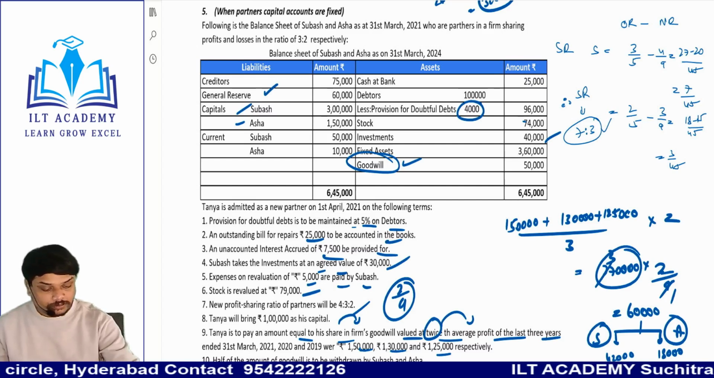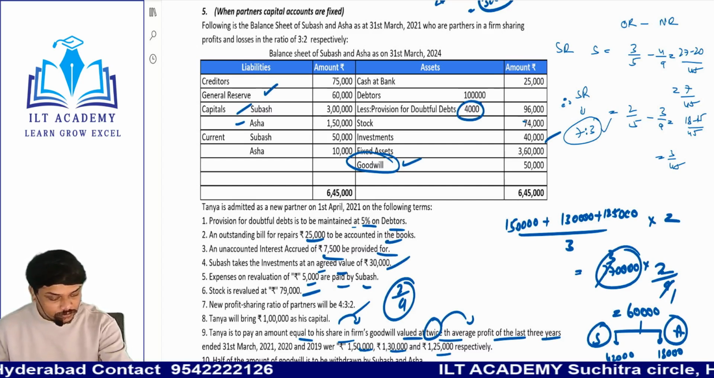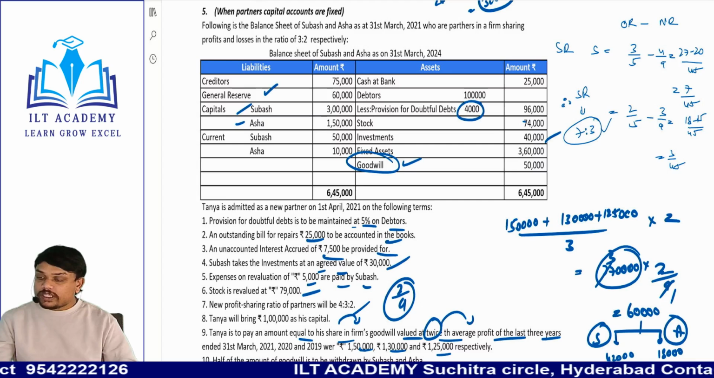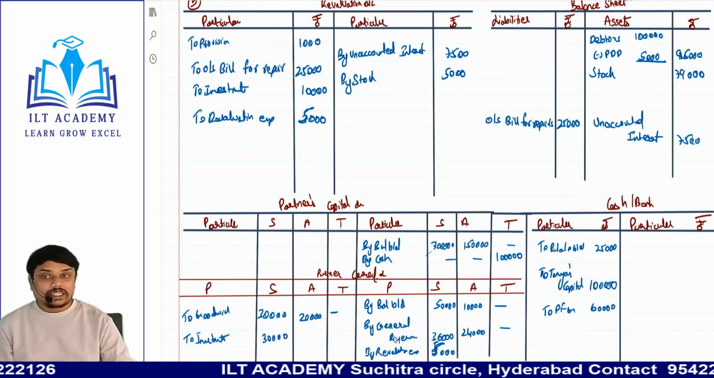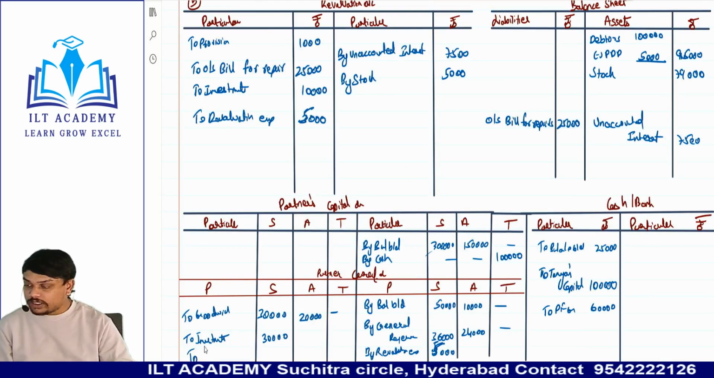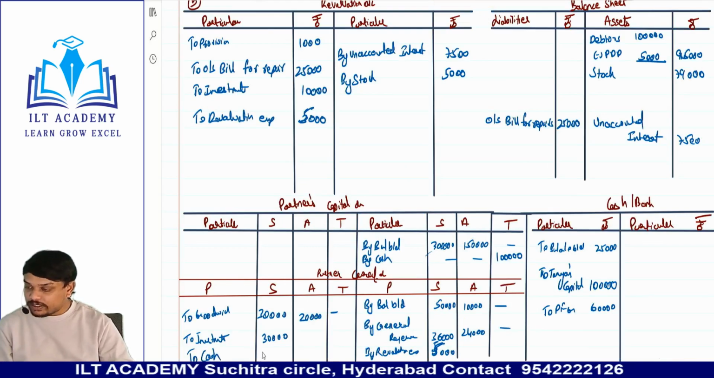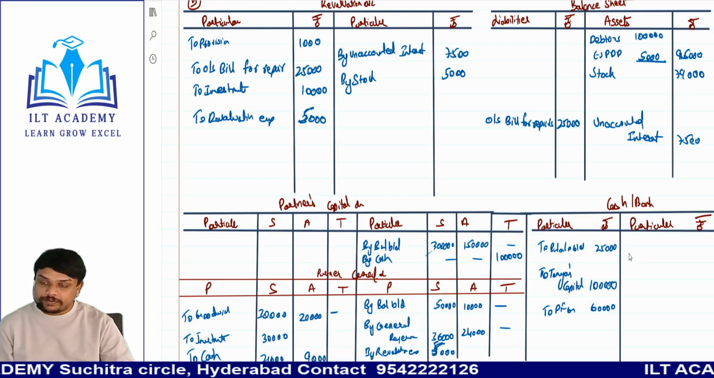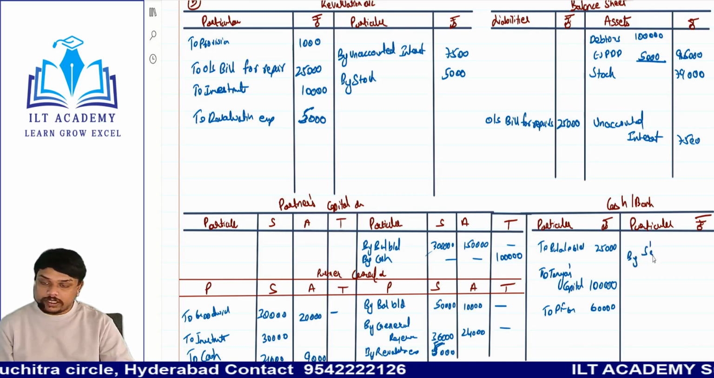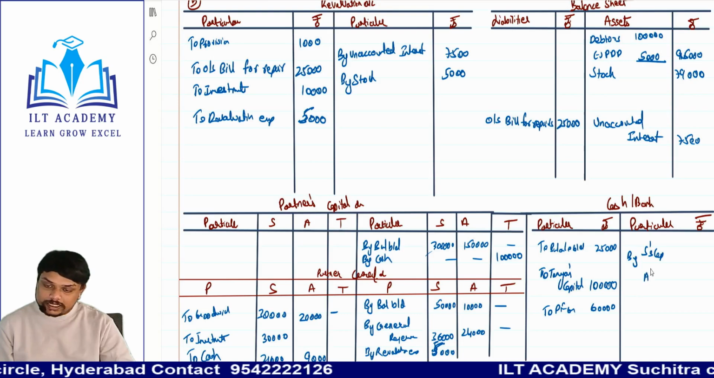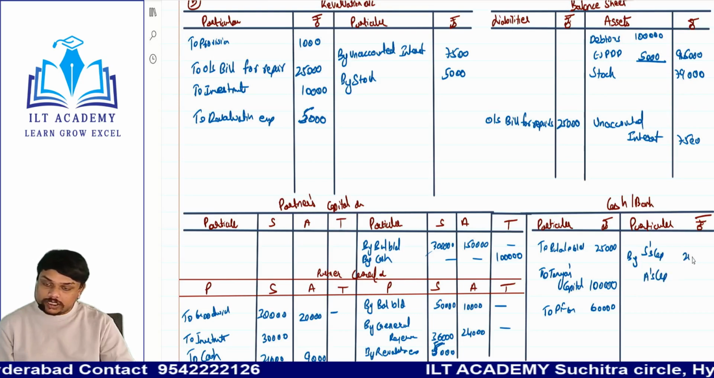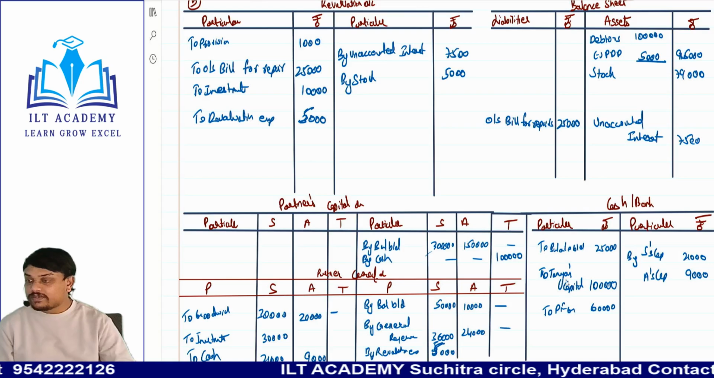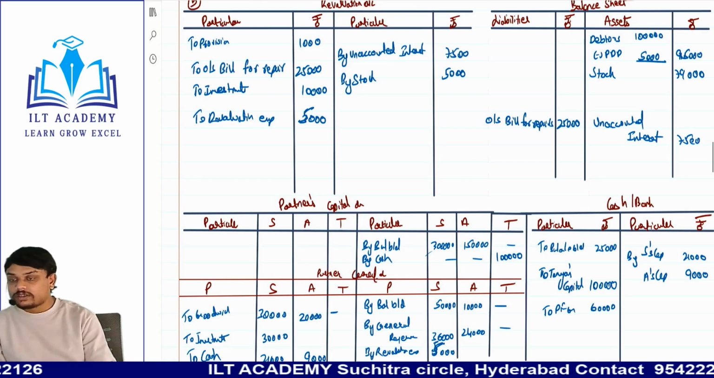Got it? Half of the amount of goodwill is withdrawn by Subhash and Asha. This we have done in our first sum. When goodwill is withdrawn, you will write cash, and half is withdrawn, 21,000 and 9,000, by S's capital account and A's capital account. This 21,000 and 9,000. That's it. We are done with the sum. So we'll close the account.